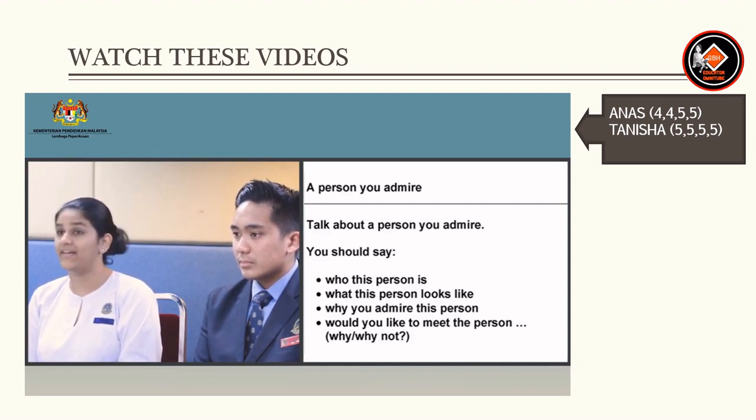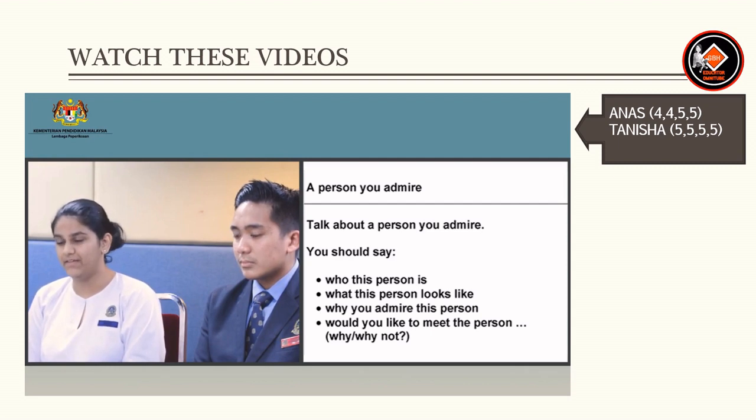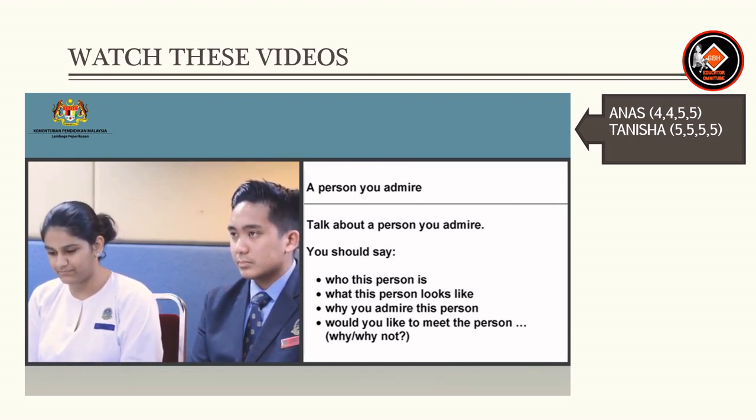The person that I admire is my father. My father is a well-known professor in University of Malaya. I admire him because of many reasons. For example, he has been to many reputable universities, and he has also given many lectures in conferences.